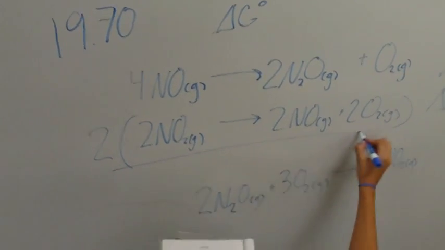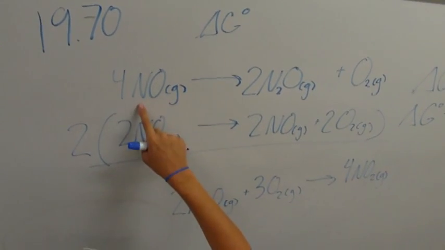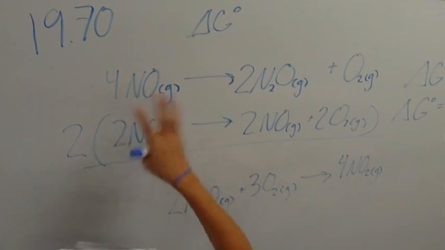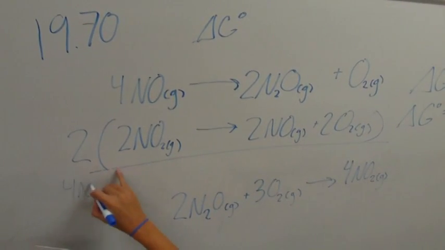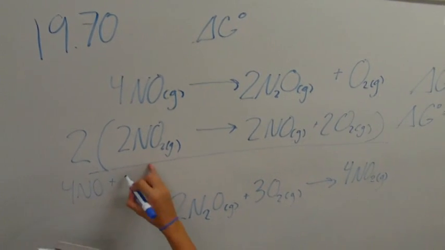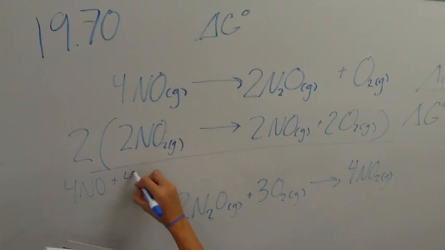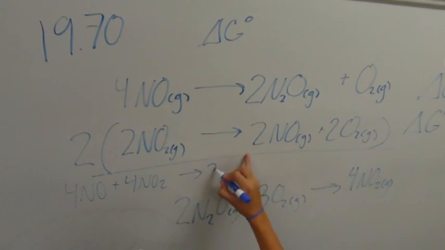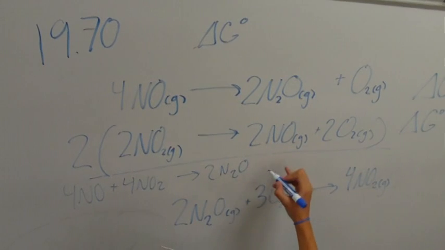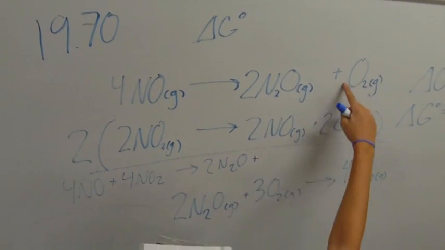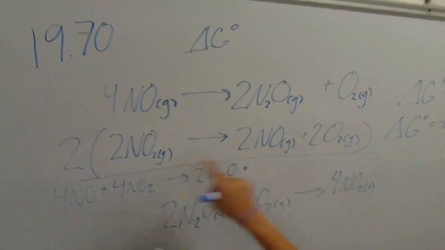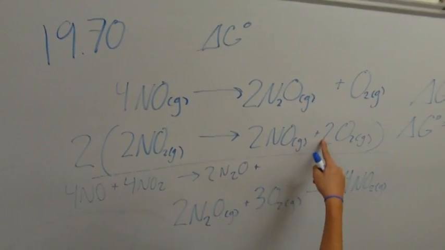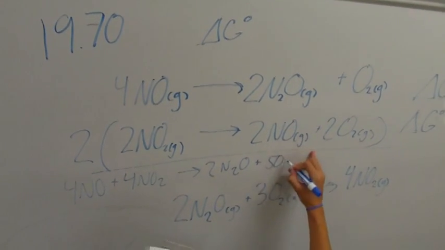So I'm just going to start adding them. Over here we have 4NO, but down here we have, well, I'll just add them. So here we have 4NO, and 2 times 2, so 4NO2. And then this side we have 2N2O plus, we're going to add these up, and then this one's double. So it's actually going to be 5O2.